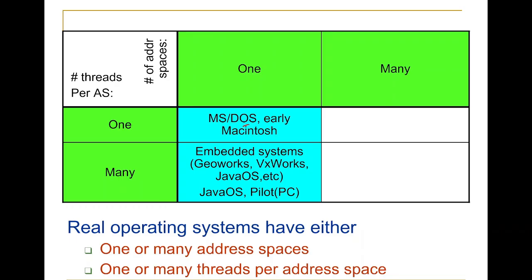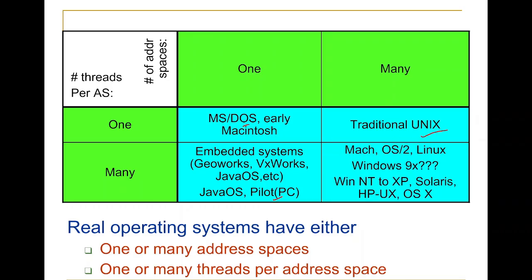Then we have the one that has many threads to one address space in embedded systems like Java OS, Pilot, PC, and all that. Then we have many threads to many address spaces in traditional Unix. Many to many is Mac OS, Windows, and all that.